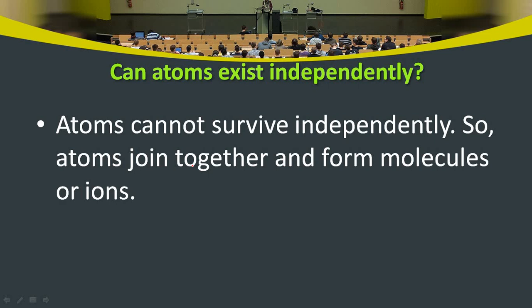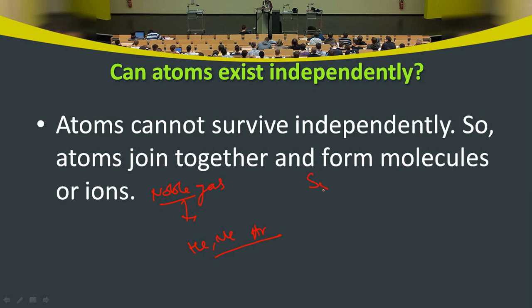Now the question comes: can atoms exist independently? Dear students, atoms cannot survive independently, so atoms join together to form molecules. There are some elements like the noble gases, like helium, neon, argon, krypton, and so many others. They can exist independently because they do not react, but other elements do not exist independently.